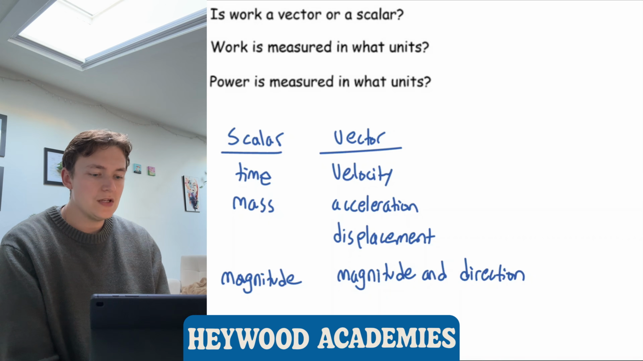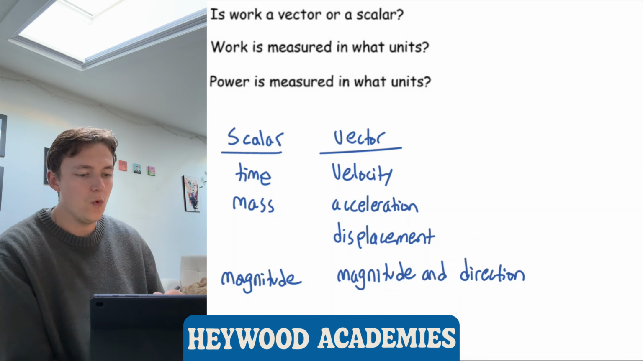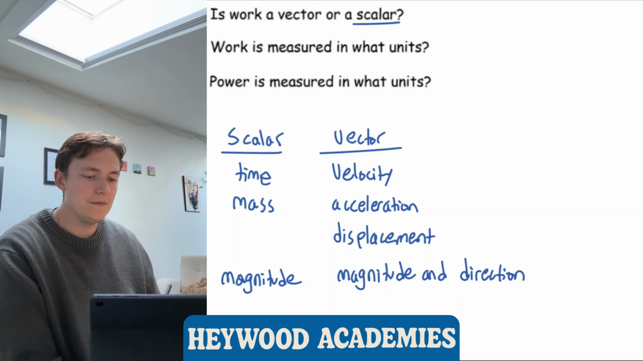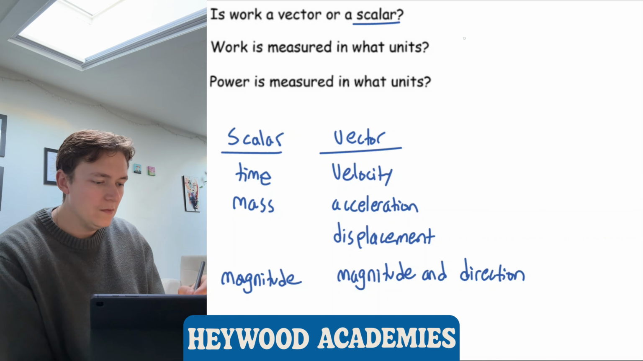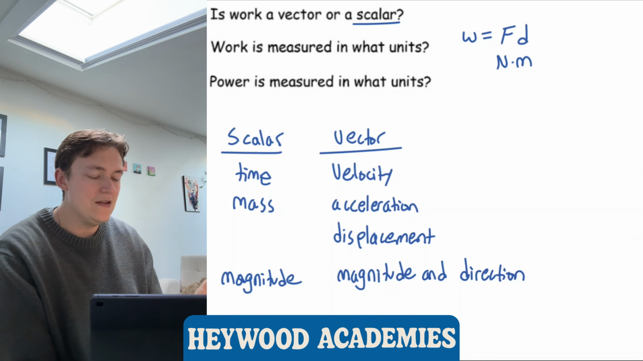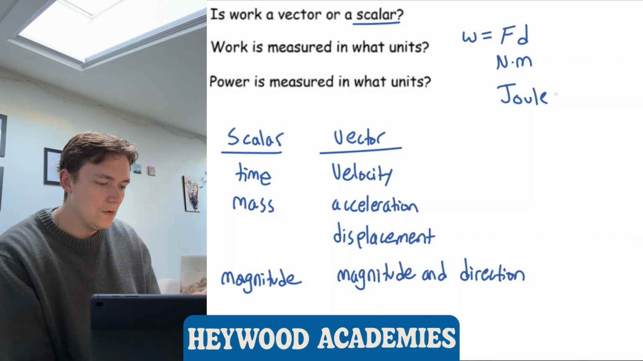Now, is work a scalar or a vector? Work is a scalar. It has no direction associated with it. Work is measured in what units? Well, we can always work this out if we need to, if we forget, but work is force times distance. Force is in newtons, distance is in meters, so our work is going to be newton meters. Another way to write that is joules.